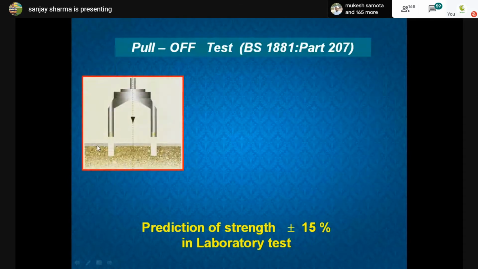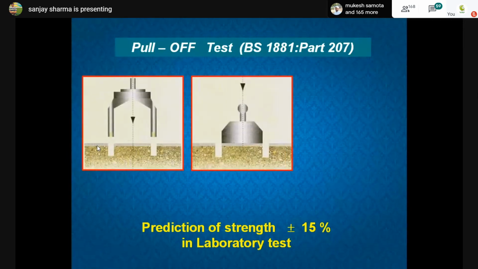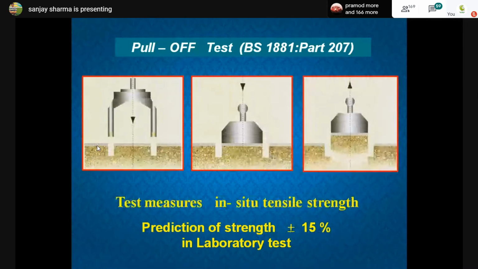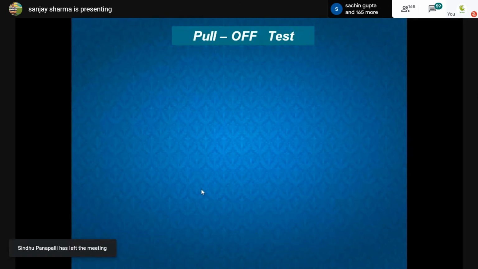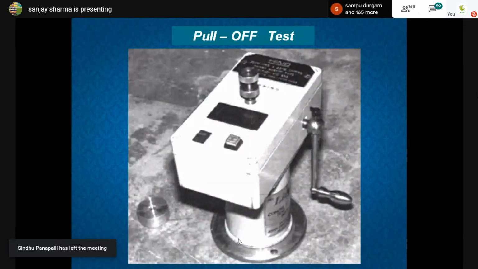This is another test, the pull-off test. This is to determine the in-situ tensile strength. Sometimes we have to find that out also. In tensile strength, this particular test works almost the same way: we insert a disc and it is pulled out, and that is what the pull-off test is. Once you put the disc, with the help of this lever you pull it, and the force is displayed here. That force has been correlated with the pull-off test.